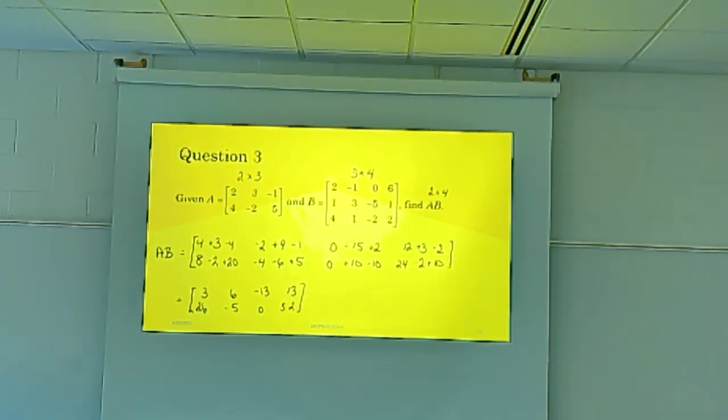First row, 3, 6, negative 13, 13. Second row, 26, negative 5, 0, 32. And now just make sure that that's the right size. Is that 2 by 4? So there's the product AB.